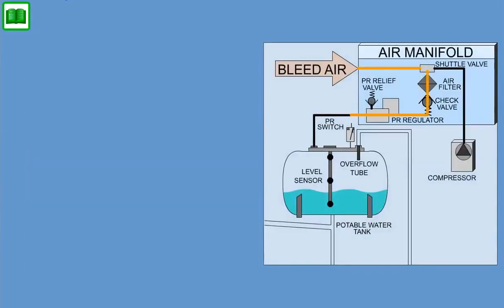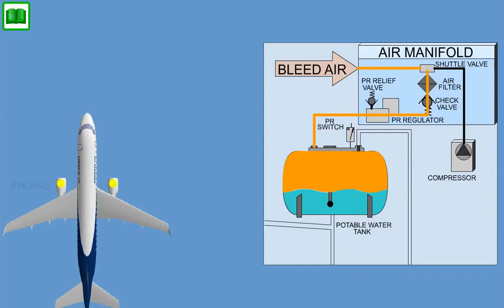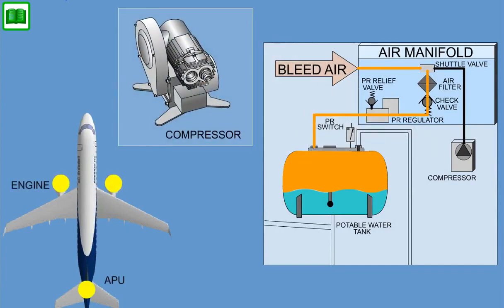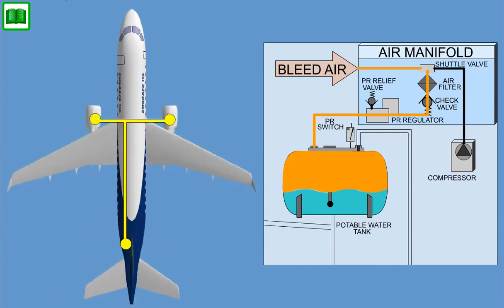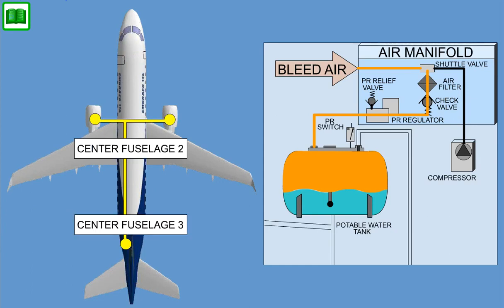The potable water system is pressurized by engine or APU bleed air and an optional compressor. The bleed air is tapped off from the cross-bleed duct in center fuselage 2. The air is routed aft through the fuselage and connects to the air manifold in center fuselage 3. Bleed air is introduced via an air manifold into the water tank to provide regulated pressurized potable water.